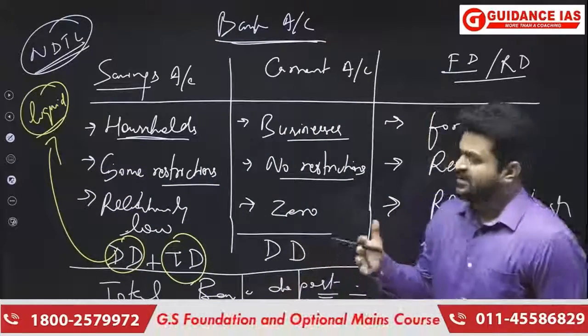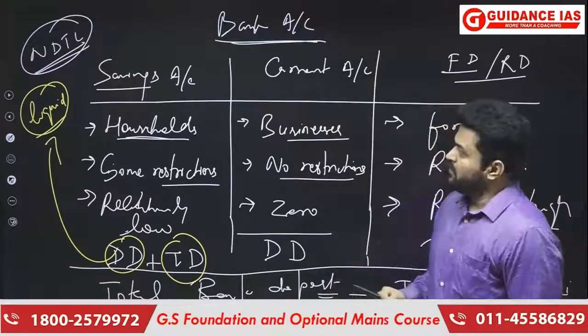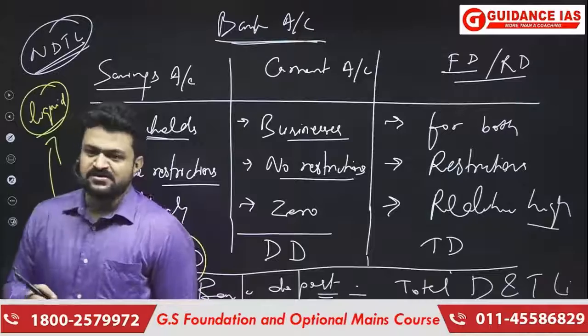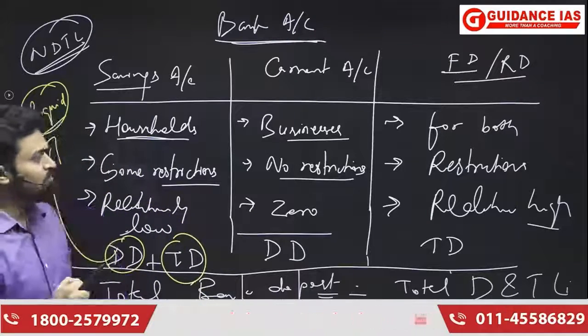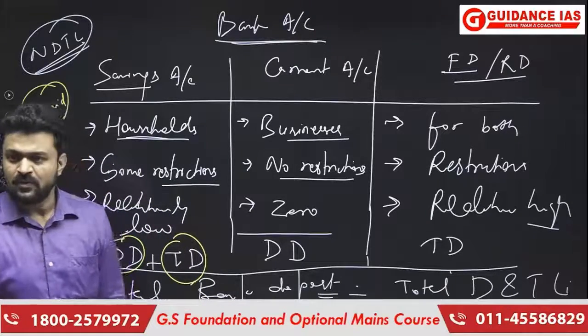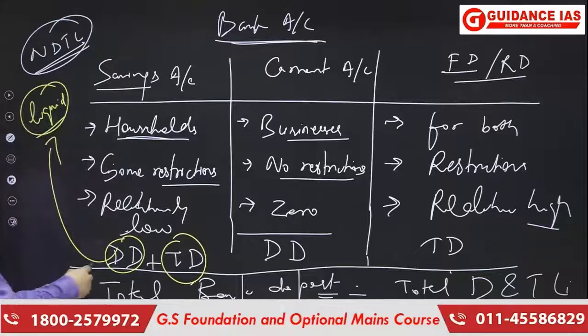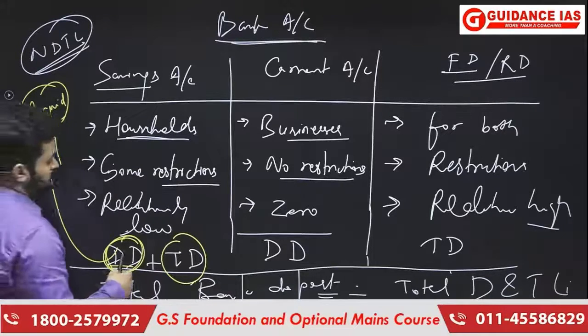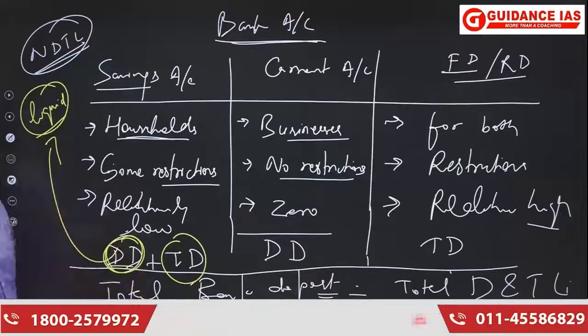What is the meaning of any asset being liquid? If any asset is more liquid than another asset, that means that asset can be more readily converted into money. So you can get that money in the form of cash readily. That will decide its liquidity.